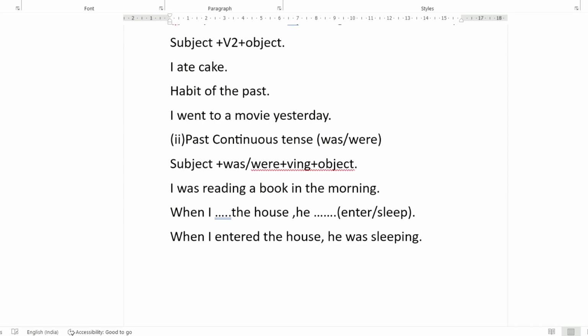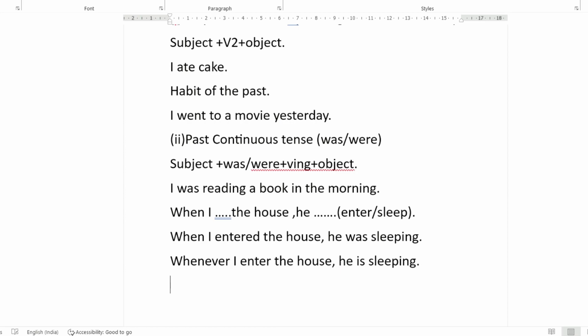If I have to write the same sentence in present tense: when I enter the house, he is sleeping. Whenever I enter the house, he is sleeping. Because it doesn't make sense otherwise. So, whenever I enter the house, he is sleeping.